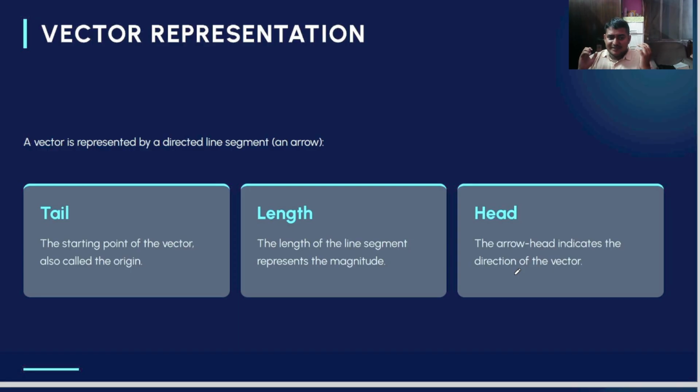So how can you represent a vector? A vector can be represented by a line segment which is directed by an arrow. So the arrow has a tail. The tail denotes the starting point of the vector. It is also called the origin of the vector. The length of the arrow denotes the magnitude of the vector. Now, the head. The arrowhead indicates the direction of the vector, meaning in which direction the vector is heading.